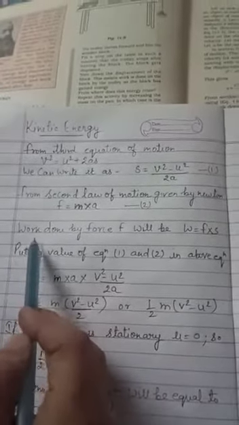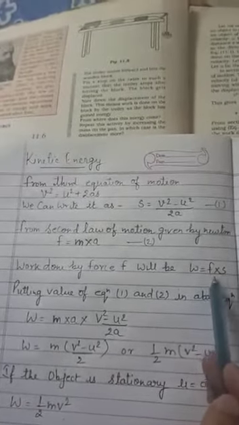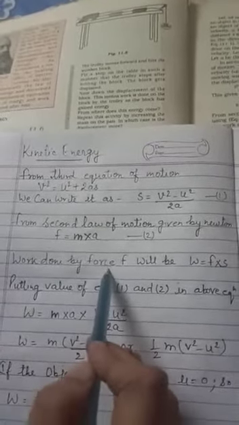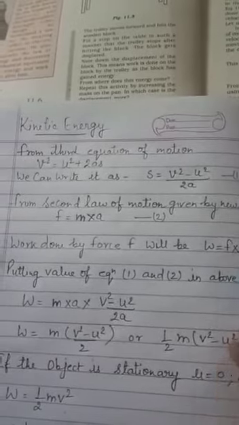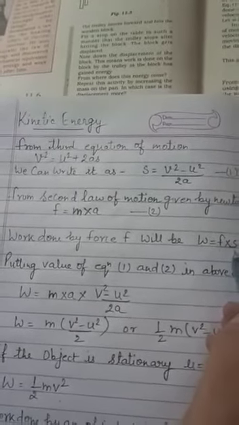Now students, in this chapter we are going to study about work done, and as we know the formula for work done will be W is equal to F into S. Work done by force F. If the force is applied, how much will be the work done? That is force into displacement. Here S is referring to displacement.